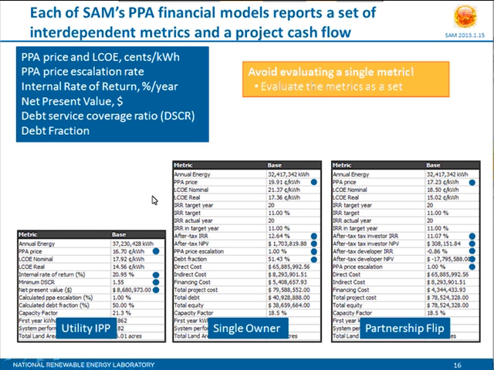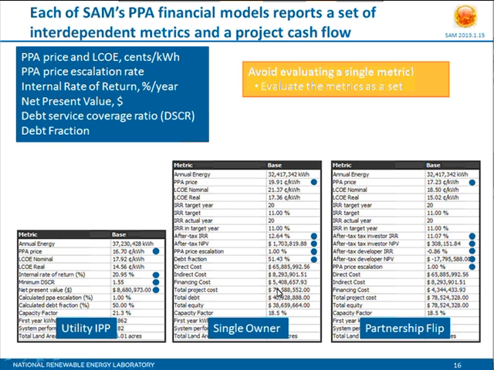As I showed you when I was playing around in SAM, you want to consider the results as a set. I often get questions from people who are thrown off by the results because they're focused on one metric. They're only looking at the PPA price, and it looks like they're getting a ridiculous PPA price, but they haven't checked to see whether the net present value is positive or whether they're getting a reasonable internal rate of return. So consider these metrics that I've highlighted in blue as a set.